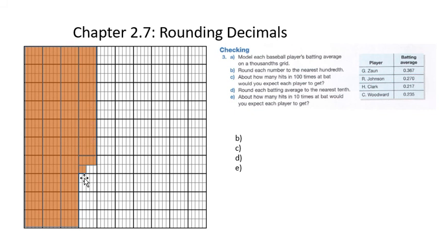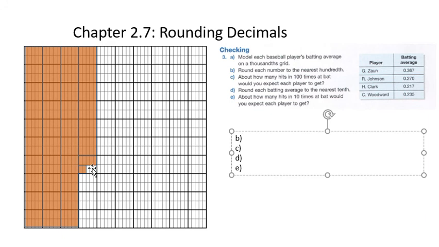And if you look closely, we have 7 of these small rectangles filled in. So this would be modeling the 0.367 on a thousandth grid. Round the number to the nearest hundredth. So the nearest hundredth would be filling up or having empty one of these squares here. So this square right here is clearly more than half. So to round it, we are going to finish filling in this square.